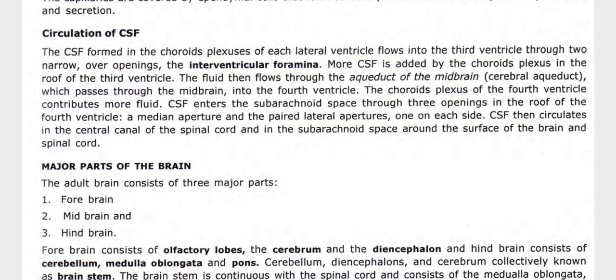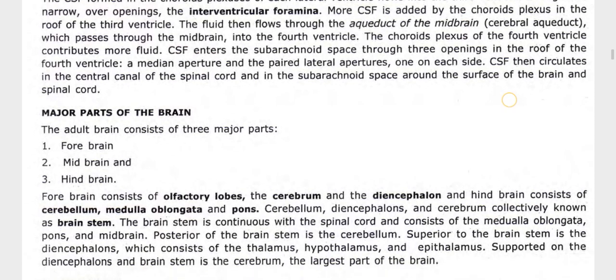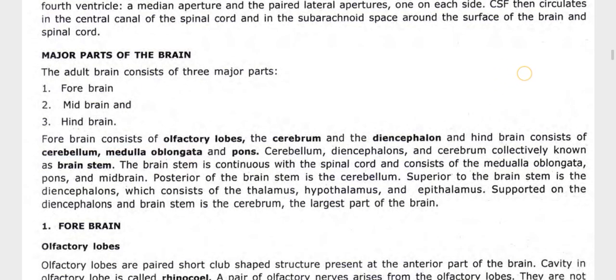The fluid then flows through the aqueduct of the midbrain, the cerebral aqueduct, which passes through the midbrain into the fourth ventricle. The choroid plexus of the fourth ventricle contributes more fluid. CSF enters the subarachnoid space through three openings in the roof of the fourth ventricle, a median aperture and the paired lateral apertures, one on each side. CSF then circulates in the central canal of the spinal cord and in the subarachnoid space around the surface of the brain and spinal cord.